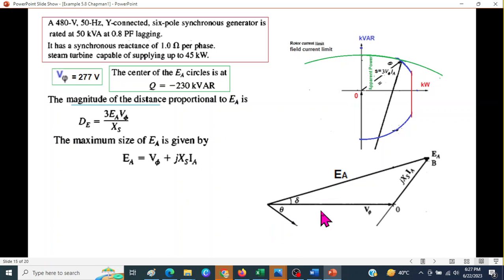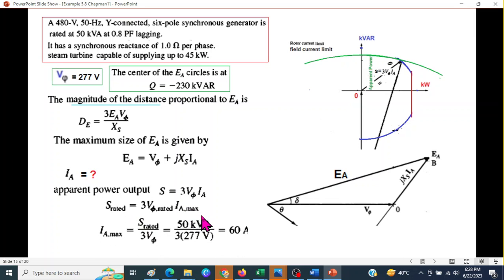We have already learned from this graph that this is the formula for EA, that is, EA is a vector sum of V_phi and jXs IA. So this is from the voltage diagram. We know V_phi, we know Xs, but we don't know IA. So IA we can find from the power. This is the apparent power formula: S is 3 V_phi IA. S is 50 kilovolt ampere. So we'll use that to find IA.